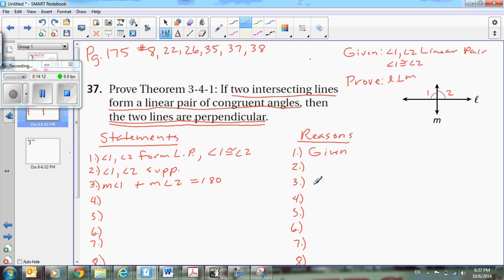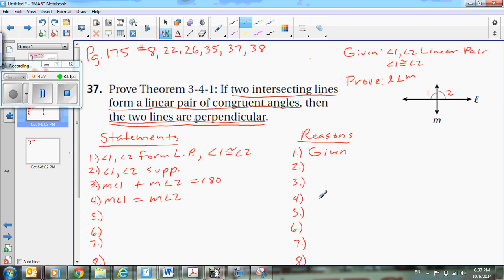Okay, now going back to our given, remember we also assumed that angle 1 was congruent to angle 2. So if I assume that those two angles are congruent, I can say that the measure of angle 1 equals the measure of angle 2.